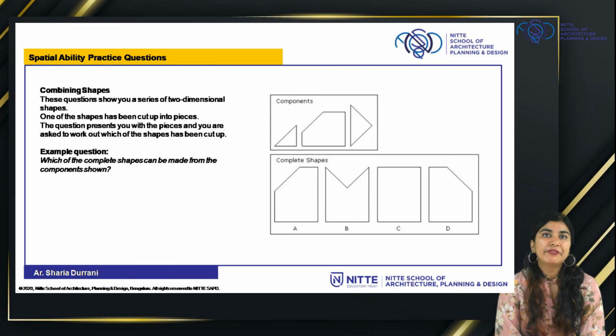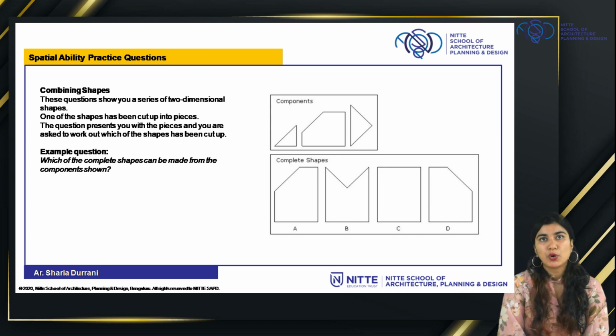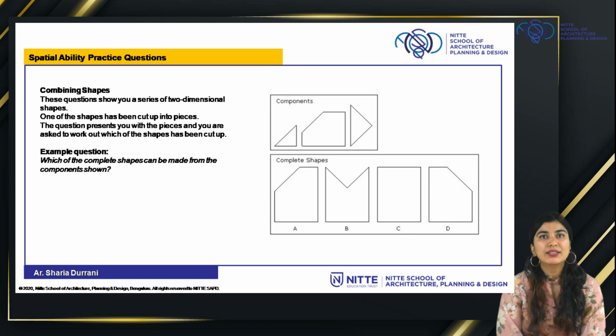Now let's move ahead with our next question. You can generalize these type of questions under the topic combining spaces. In this type of questions, you will be projected with a series of two-dimensional shapes. Few will be the component shapes, and you are expected to relate the components with the complete shapes. Now have a look at the screen. Now look at the component figures given on your computer screen carefully.